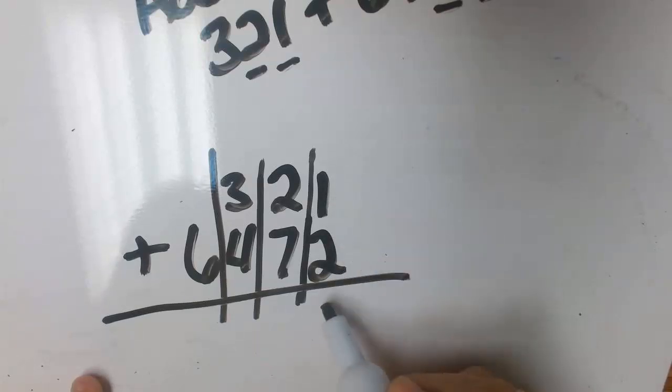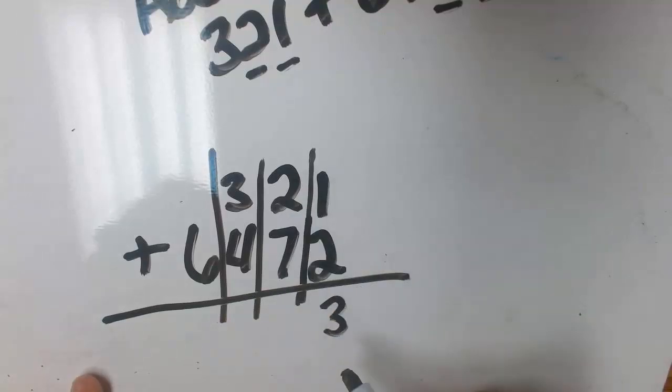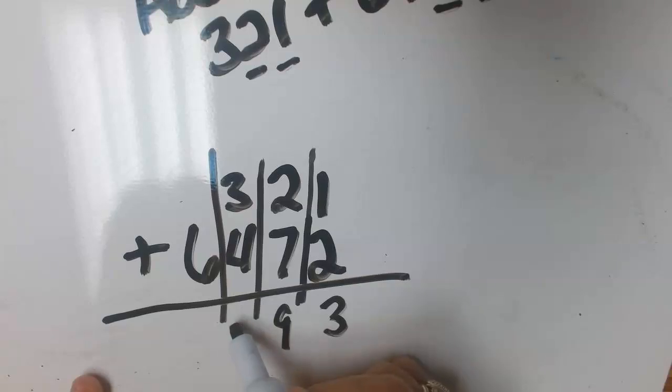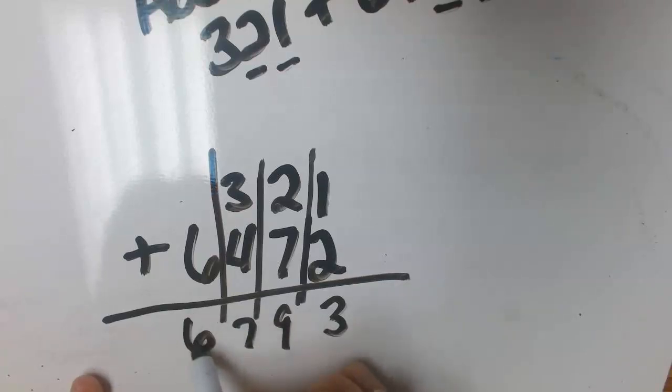Now when I add, I'm going to add each column. So 2 and 1 is 3. 7 and 2 is 9. 4 and 3 is 7. And that equals 6. And I'm going to add my comment.